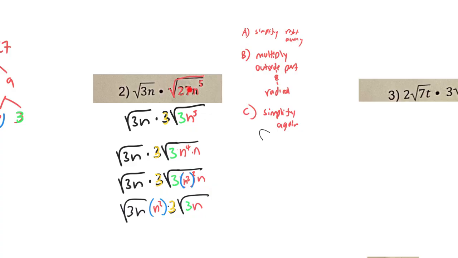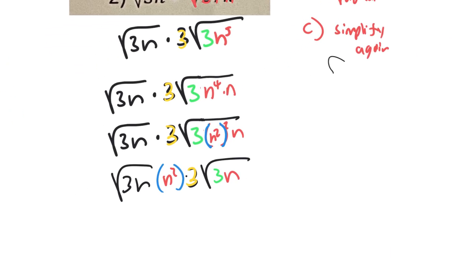So I feel like we just simplified right away. We simplified as much as we could over here. Step letter B, multiply the outside part and the radical part. Well, the outside part is just this. You have a radical part here and a radical part here. So the outside part is just that. And I think my student watching would agree that that could just be rewritten as 3n squared.